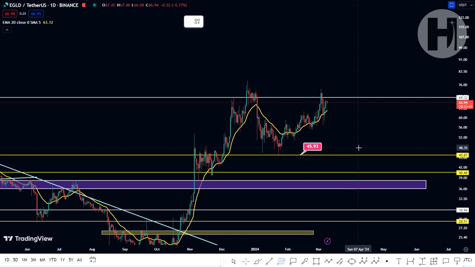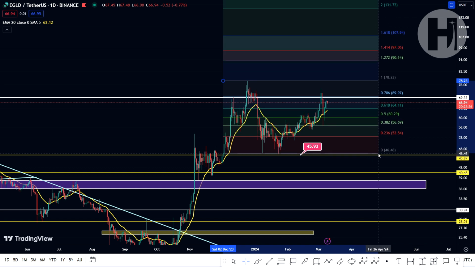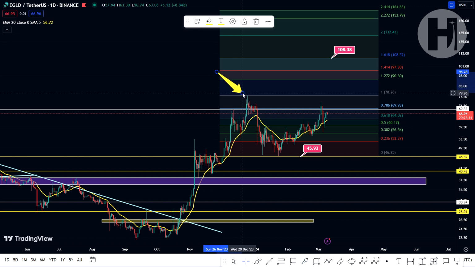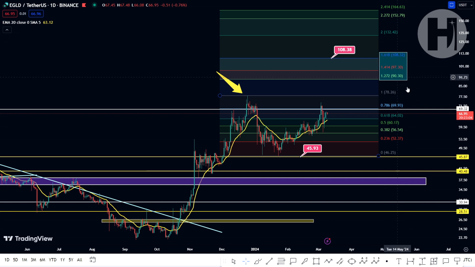We can add a Fibonacci retracement to see what our potential target to the upside is going to look like. So we're looking at $108 over here. Per the Fibonacci retracement, the 1.618 is sitting at $108, and that will be a valid target as soon as we break above $78. So essentially we need to break above this high, and then we can target the extension levels over here. So the 1.272, the 1.414, and the 1.618, of course.